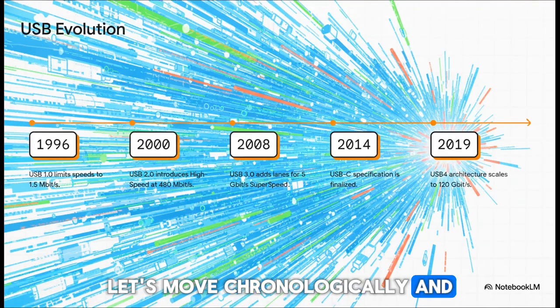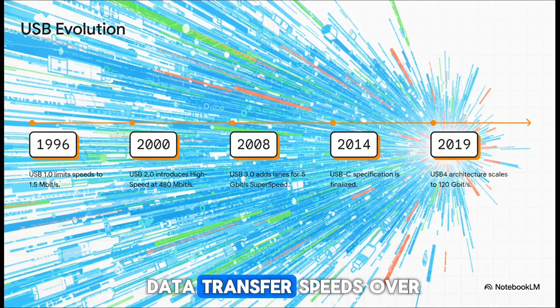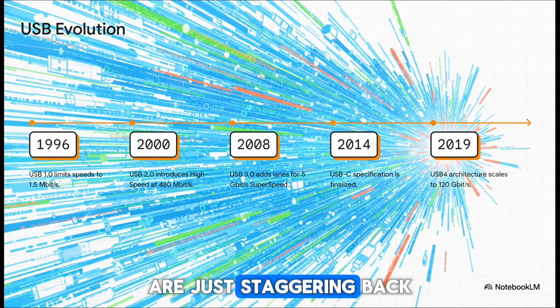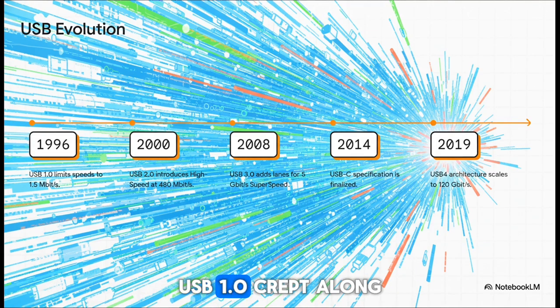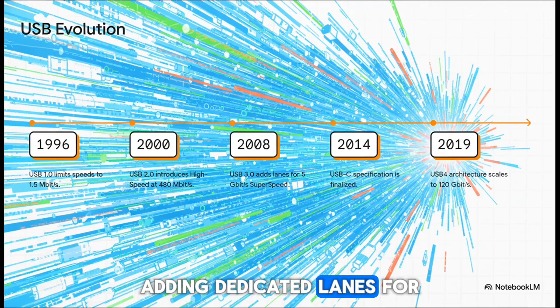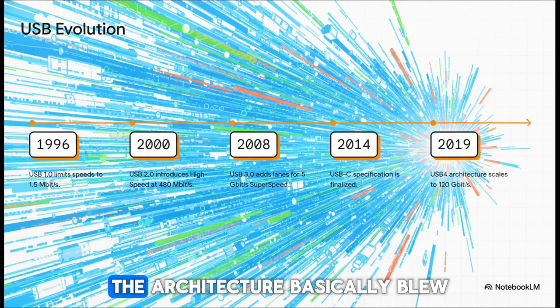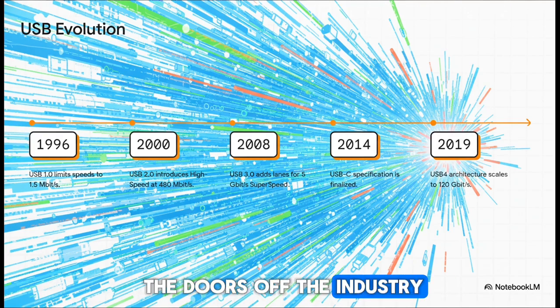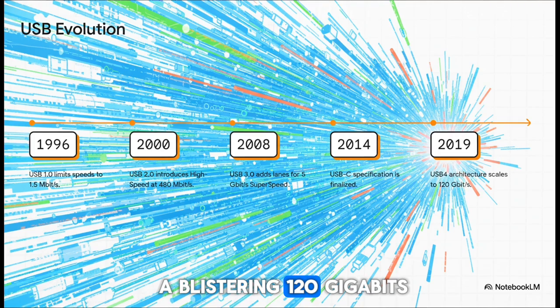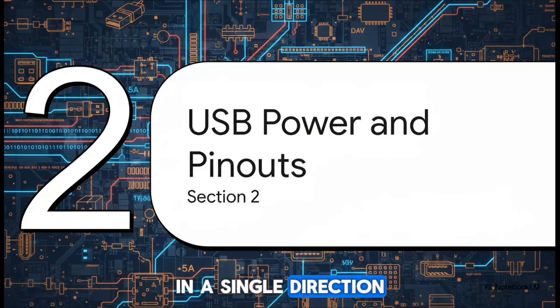Let's move chronologically and see how this builds, because the leaps in data transfer speeds over the decades are just staggering. Back in 1996, USB 1.0 crept along at a tiny 1.5 megabits per second. By 2000, USB 2.0 gave us high speed at 480 megabits. Then in 2008, USB 3.0 brought superspeed, adding dedicated lanes for 5 gigabits per second. Once the USB-C spec was finalized in 2014, the architecture basically blew the doors off the industry. By the time we hit modern USB 4 specs, we're scaling up to a blistering 120 gigabits per second in a single direction.